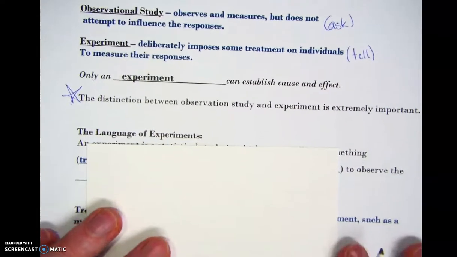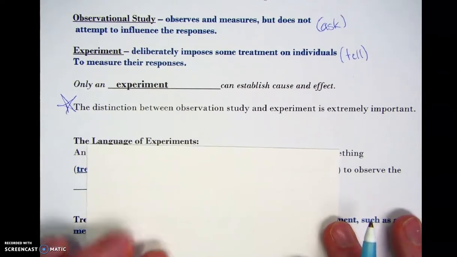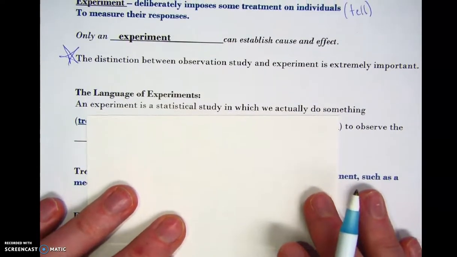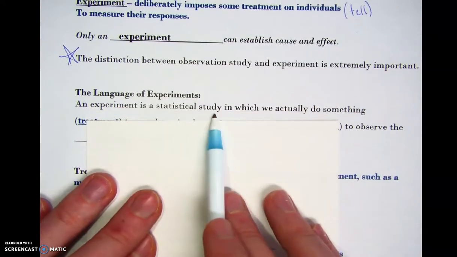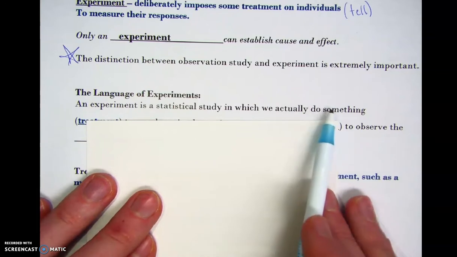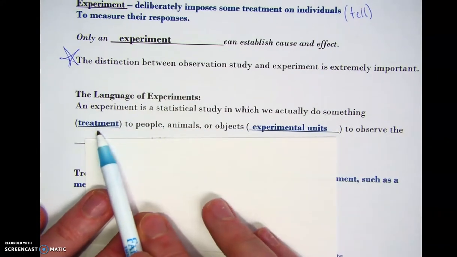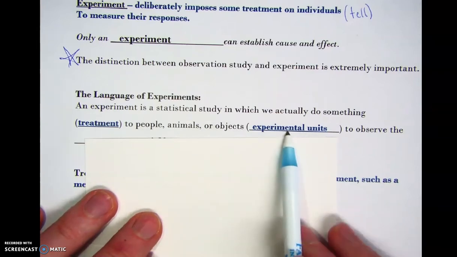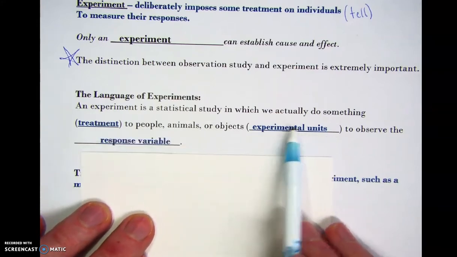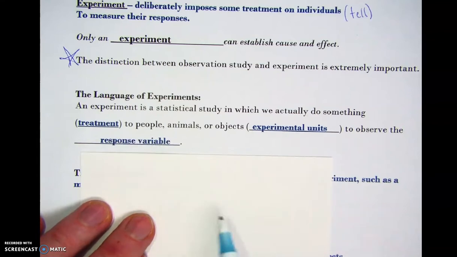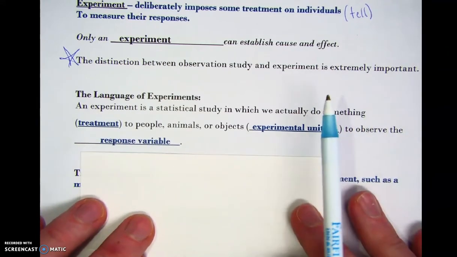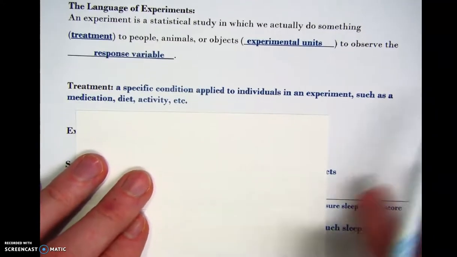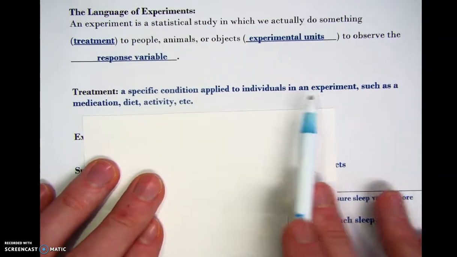So we want to talk about what are the pieces, what is the vocab that we need for experiments. So first, what are the pieces? Three major things here. An experiment is a statistical study where we actually do something. We impose a treatment, and we do that to people, animals, objects, experimental units, or subjects. And then we observe the response variable. So what are the pieces we need to identify anytime we're doing an experiment? Treatment.